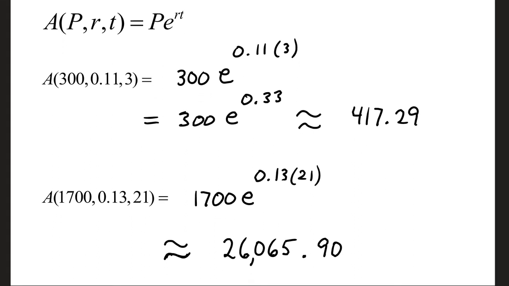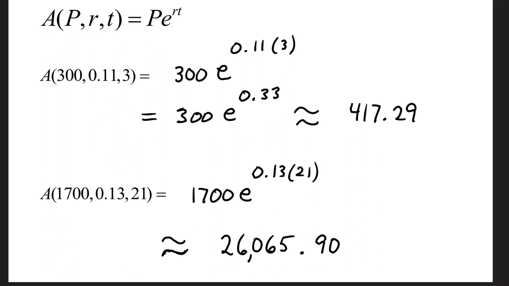Next, we're going to change the numbers up a little bit. Same function. P will be 1700, R is 0.13, T is 21. That comes out to a really large number, a little more than 26,000 to be exact. Actually, to approximate, because you get a never-ending decimal, but we usually round them off when it's a money problem to the nearest cent.